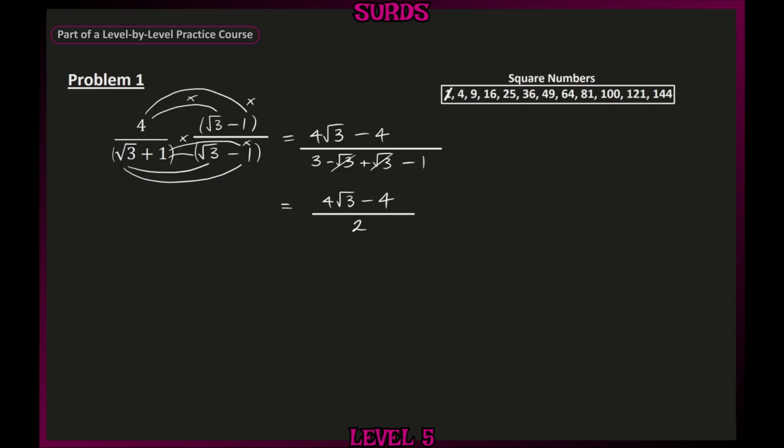Now what we notice here is that the 4's on the numerator can both be divided by 2. So this means that we can simplify this further. So dividing each of the terms in the numerator by 2, 4 root 3 divided by 2 becomes 2 root 3, and minus 4 divided by 2 becomes minus 2. So 2 root 3 minus 2 is our final answer to problem 1.